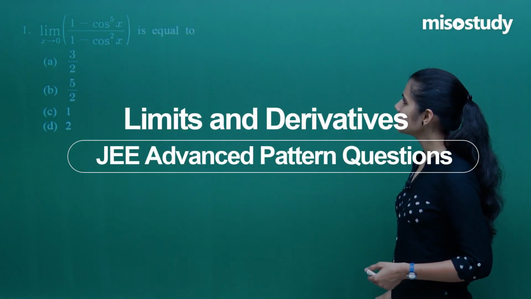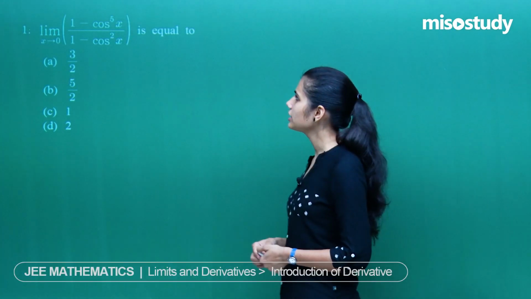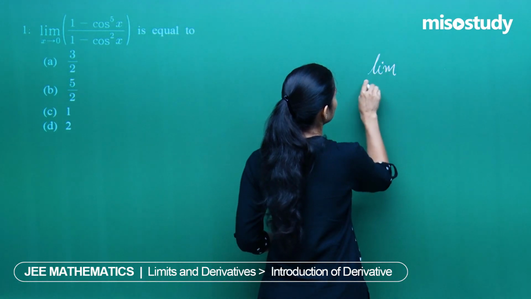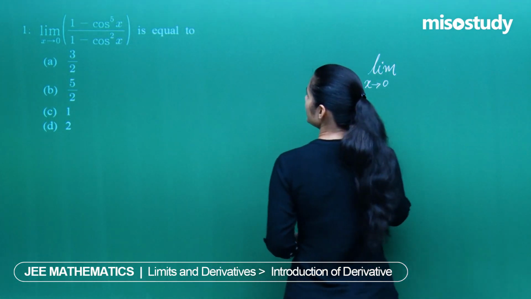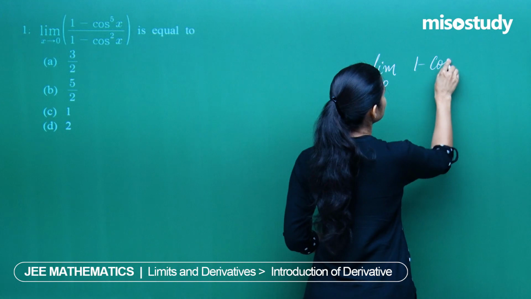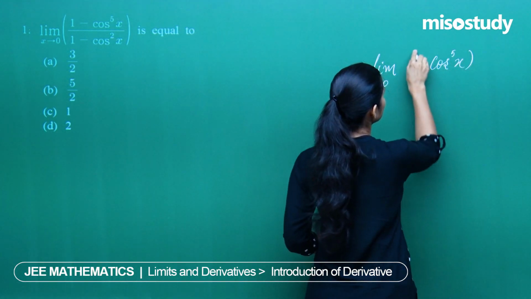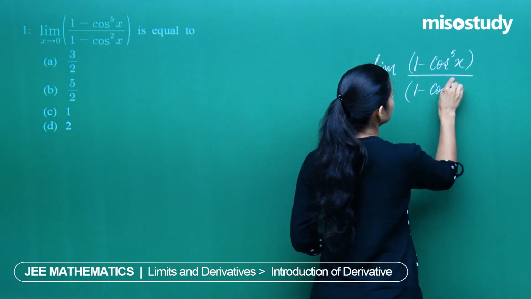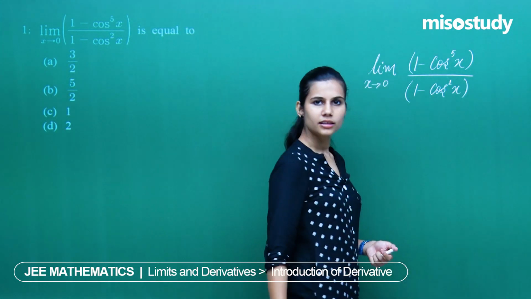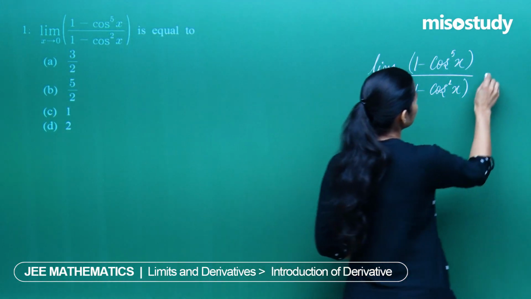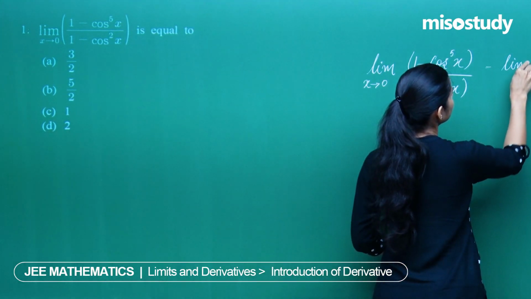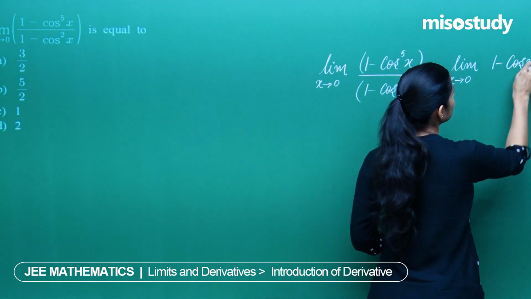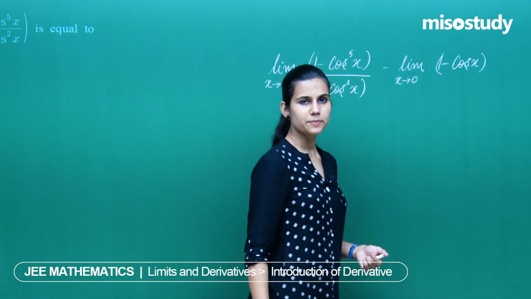The first question says limit x tends to 0 of this expression is what? Now see, the moment you see 1 minus cos 5x and in the denominator you have 1 minus cos square x, right? So, in the numerator you can very easily dissolve this into, this is 1 minus cos x, you know this, how do we expand this?